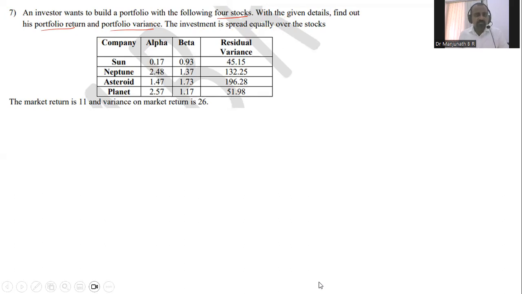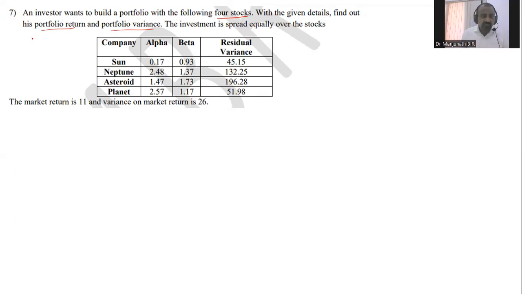All these 4 companies' information is given here with respect to the alpha, beta, and residual variance. Also, they have mentioned the market return as 11 and variance on market return as 26. When I say 11 or 26, they are in terms of percentage. We have this information, and then we have to head towards the portfolio return.